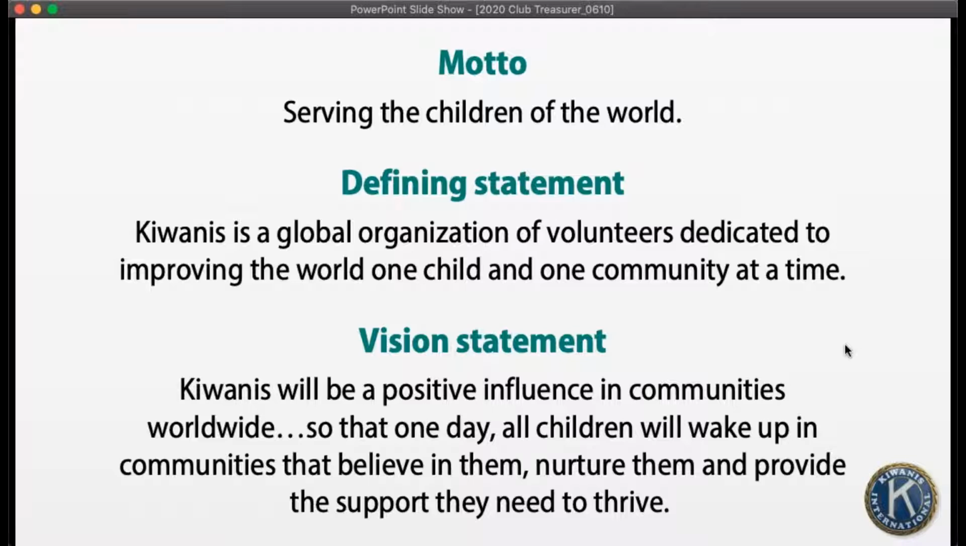These three statements together really encompass what we do as Kiwanians. We're generous with our time, we're creative with our ideas, we're passionate about making a difference. And importantly, we have a lot of fun along the way.